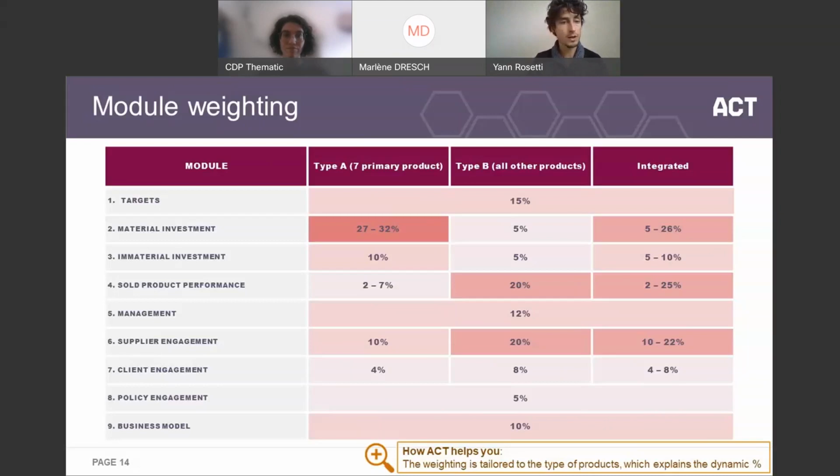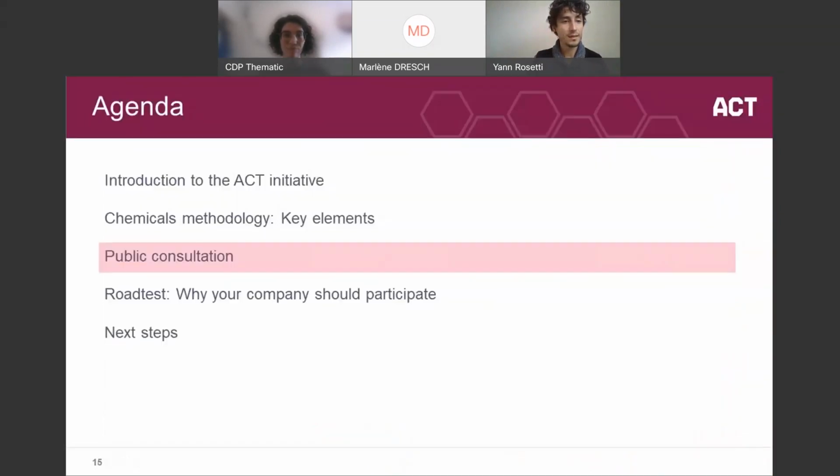That's it for this slide. I hope that was clear. So this is it for the key elements regarding the chemicals methodology. If you have any other questions, please do not hesitate to use the Q&A section.